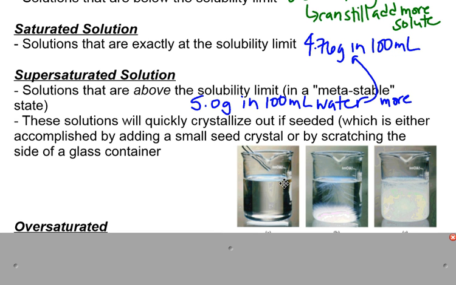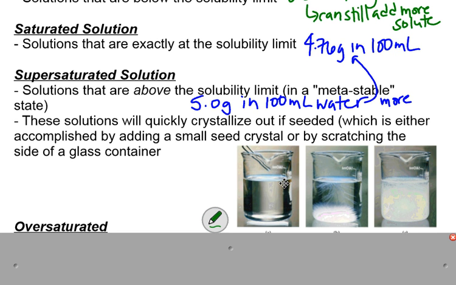So for a saturated solution, what you basically do is you heat up your solution so that it can dissolve more solute, and then you really, really slowly cool it down. And we're actually going to do a lab on that and try to make some of these crystals. So you can see my picture that I've got here.